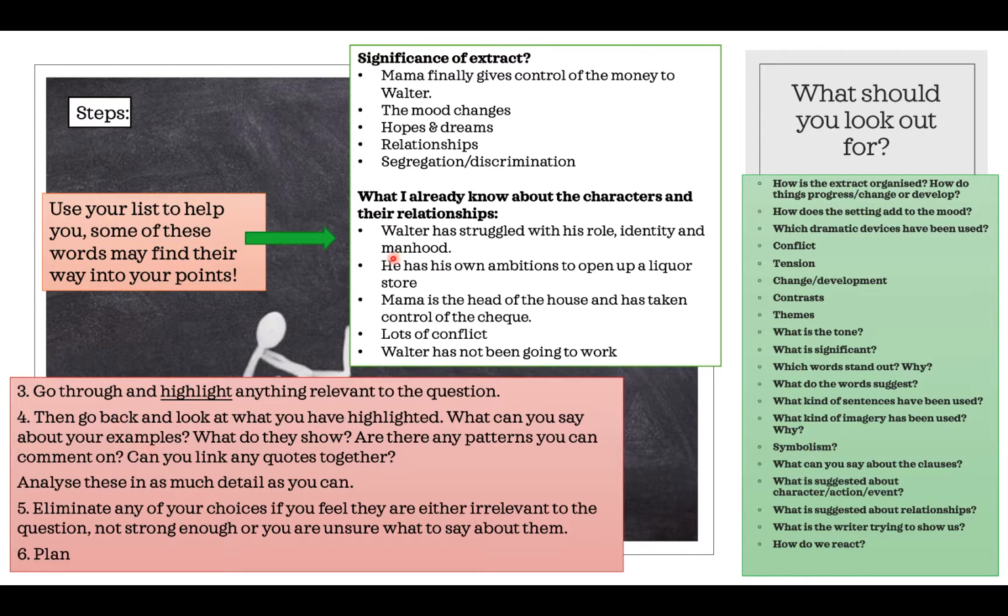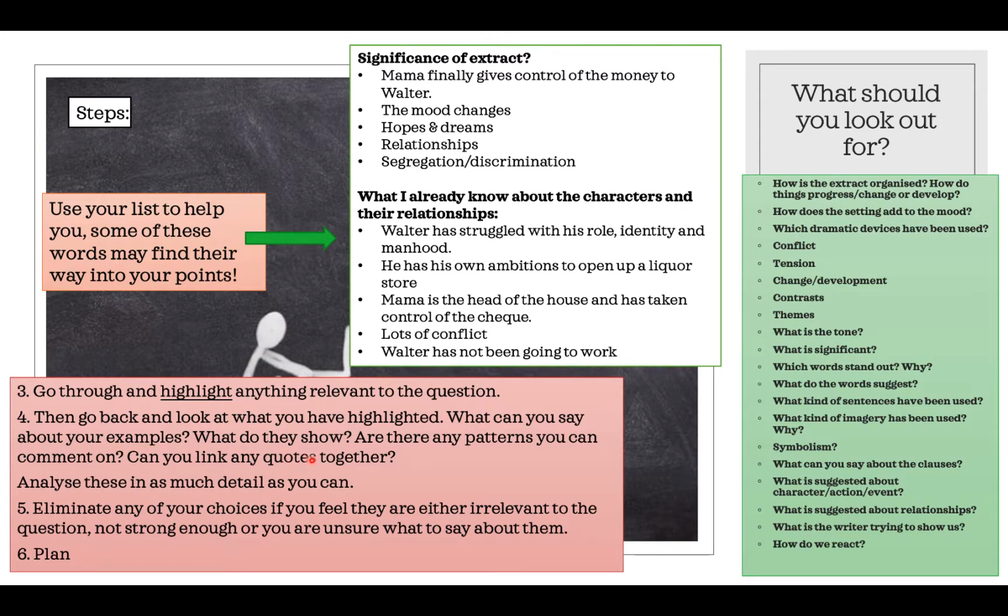So you may go back to this list up here and you may say, well, this example, I think this really shows something about Walter's ambition. And that then can become one of your points later on. You may have the word ambition in there. Or you may have a quotation to think, this really shows something about Walter's identity. Or this shows something about his manhood. So what can you say about your example?